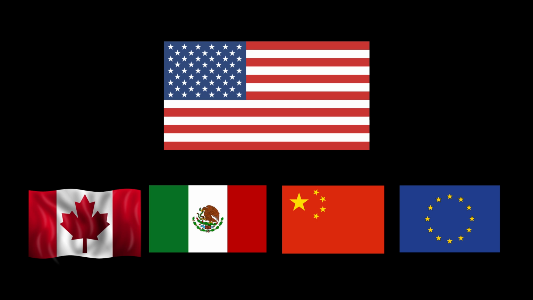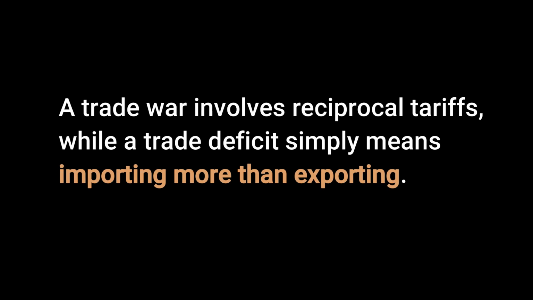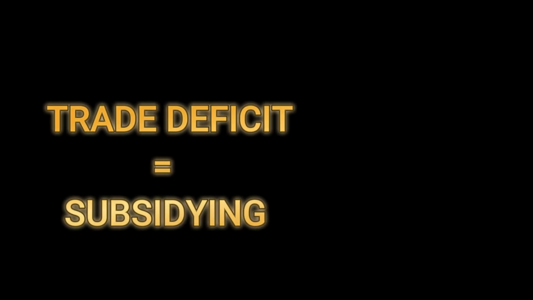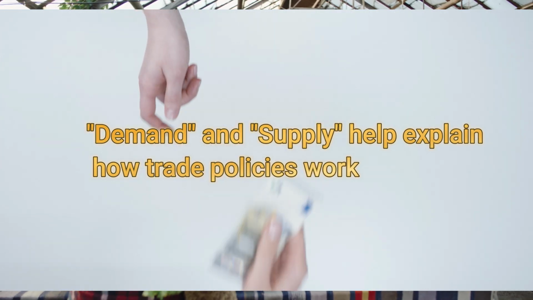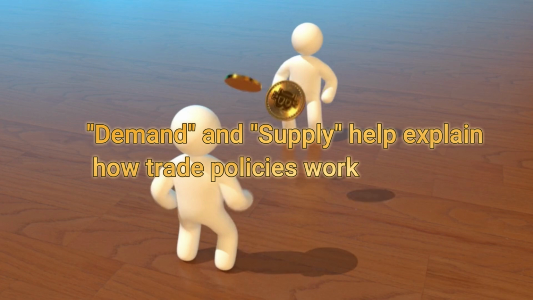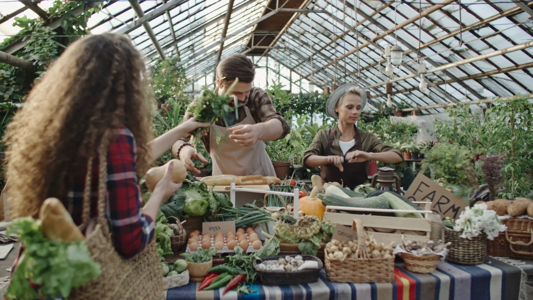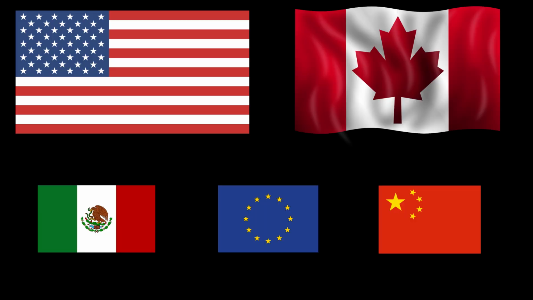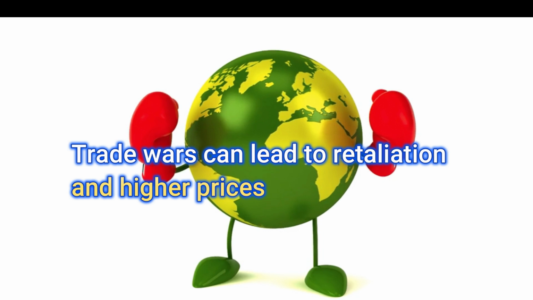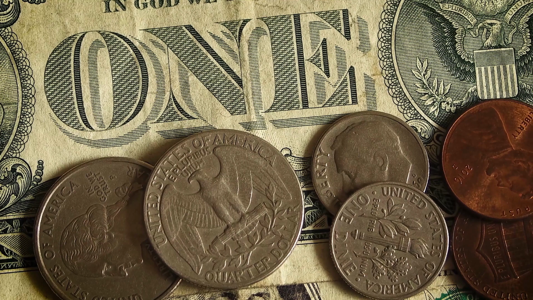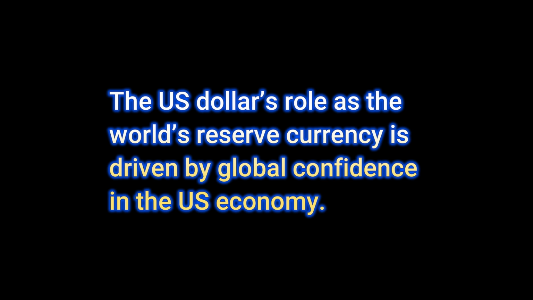In summary, today we've discussed that a trade war involves reciprocal tariffs, while a trade deficit simply means importing more than exporting. A trade deficit isn't the same as subsidies. It's just the result of market transactions. Basic economic concepts like demand and supply help explain how trade policies work. Reducing a trade deficit requires boosting exports and, in some cases, reducing imports, but trade wars can lead to retaliation and higher prices. The US dollar's role as the world's reserve currency is driven by global confidence in the US economy.